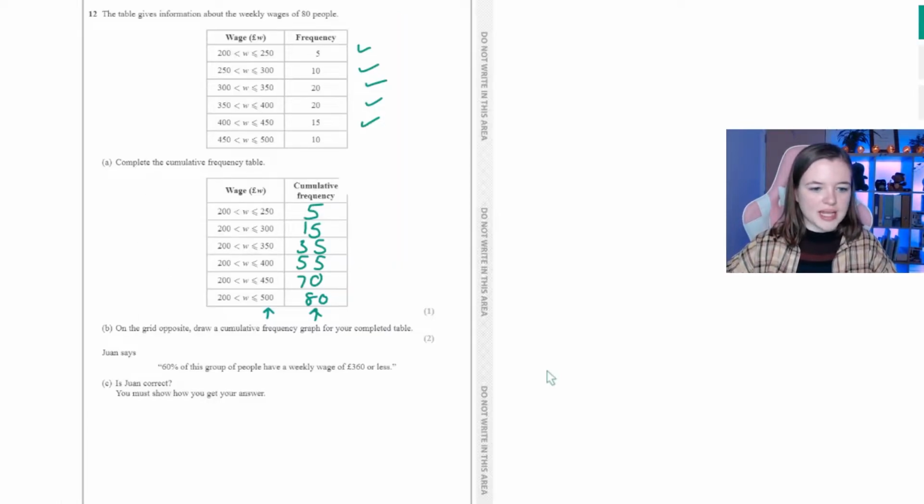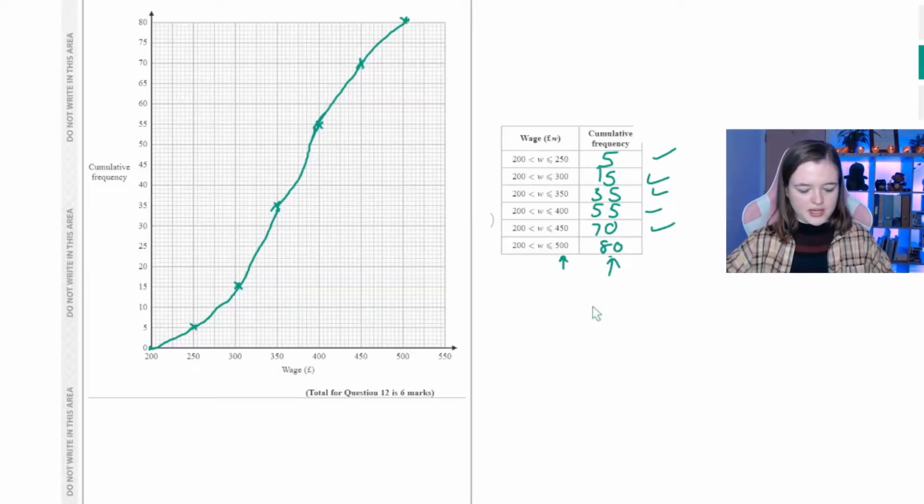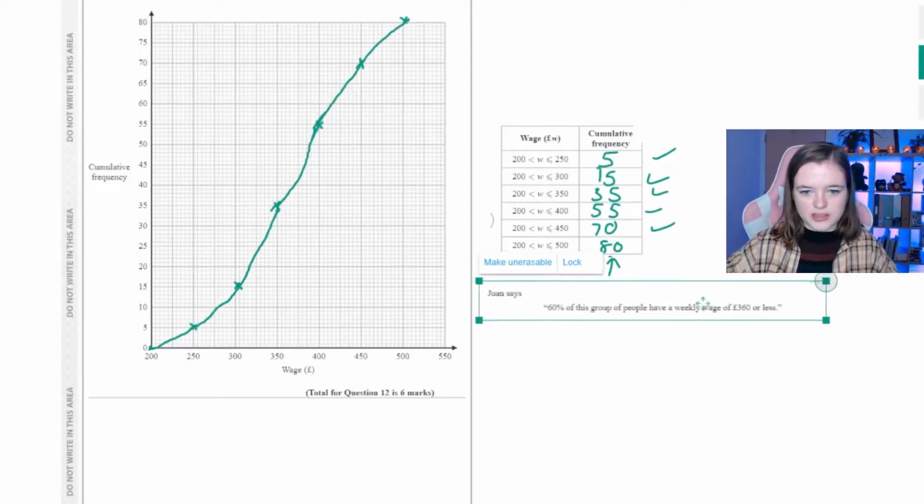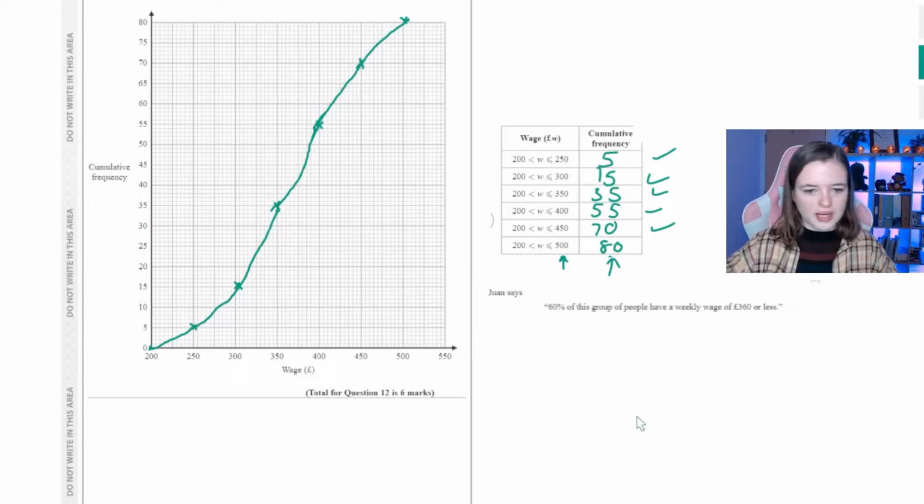So Juan says 60% of this group of people have a weekly wage of £360 or less. Is Juan correct? You must show how you get your answer. Okay, 60% of this group of people have a weekly wage of £360 or less. I'm going to grab a picture of that and take it with us. Let me put that there so we can see it. Okay then, let's have a little look see.